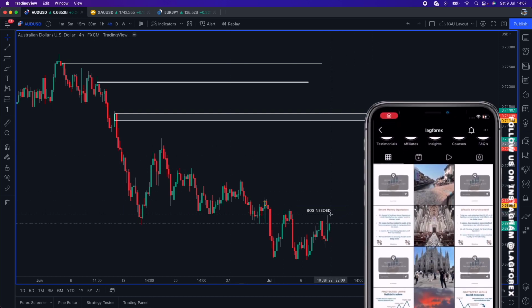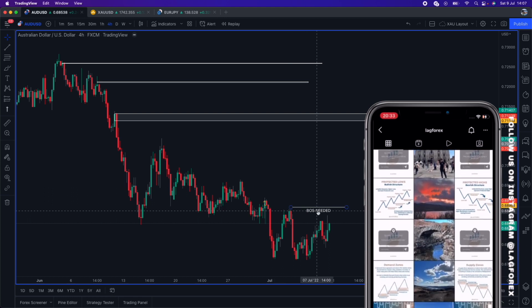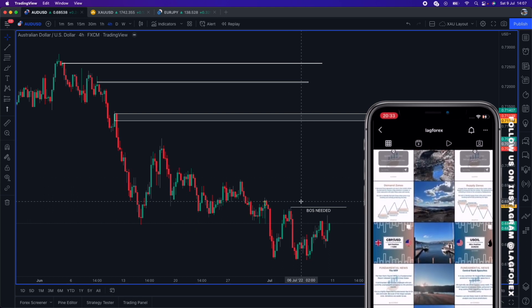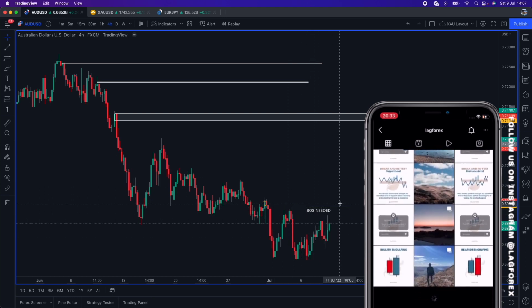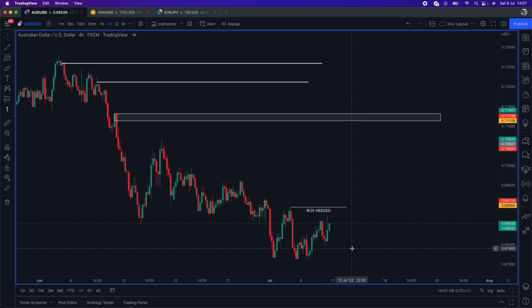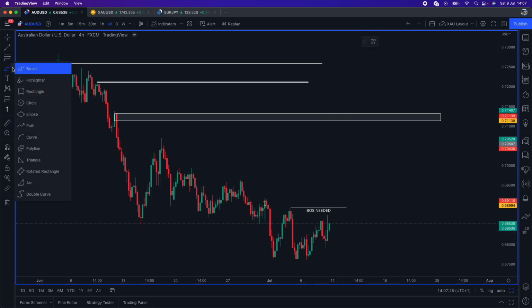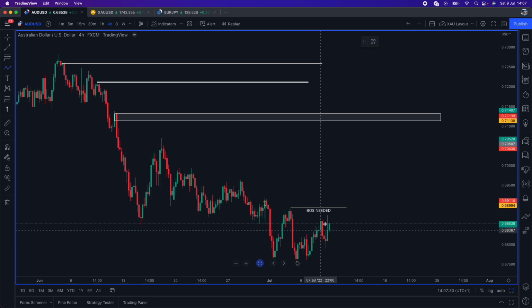What I would want to see first and foremost is a break of structure to the upside. Once that is delivered, we can then wait for some kind of retracement, price to just grab any remaining demand left beneath, taking its retracement higher before then reversing longer term for a bearish impulse. So this is how I would see price playing out.